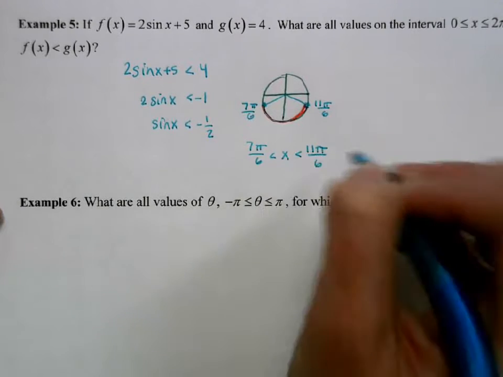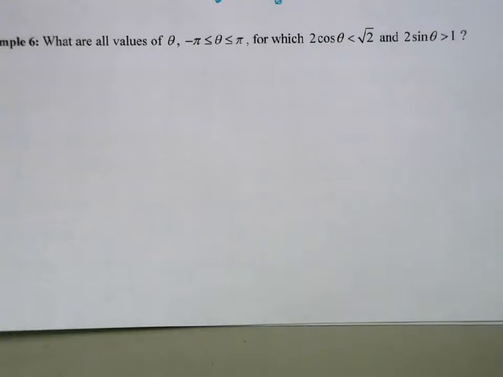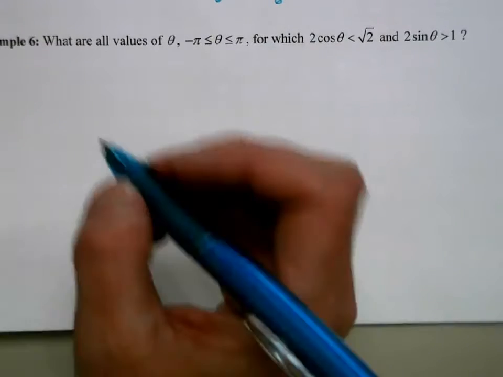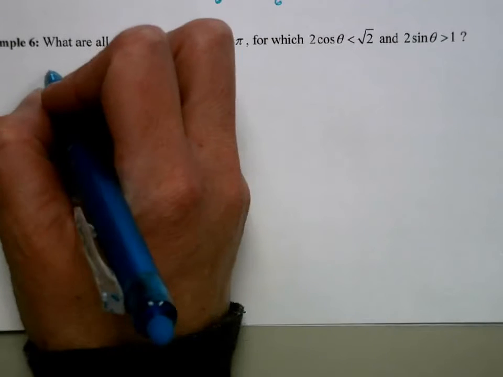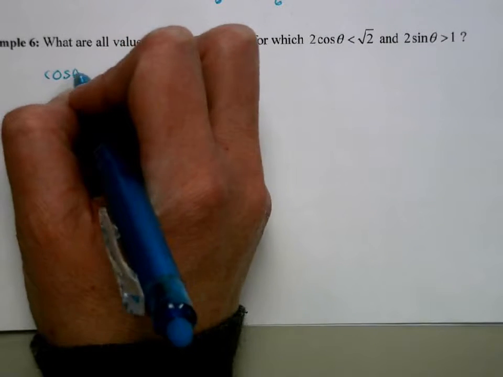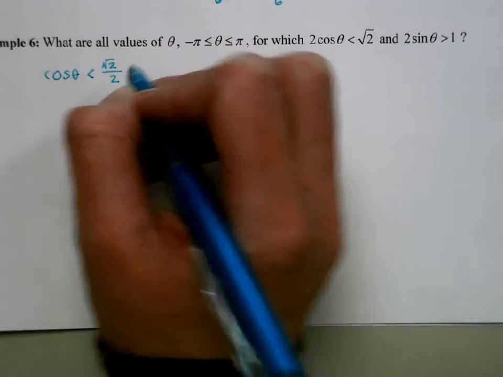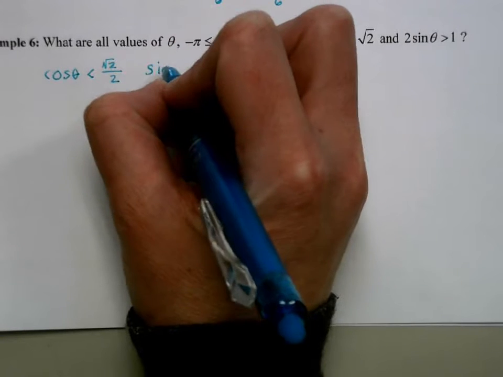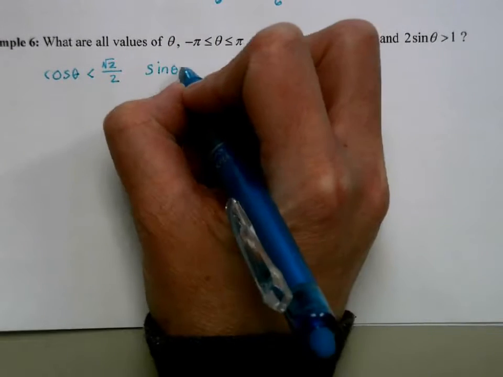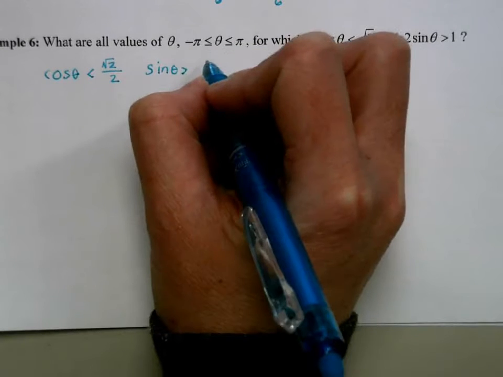Next, what are all the values from negative π to π for which 2 cosine theta is less than root 2 and 2 sine theta is greater than 1? Well, the two inequalities solved are saying where is cosine of theta less than root 2 over 2 and where is sine of theta greater than 1/2. Cool, let's make a picture.